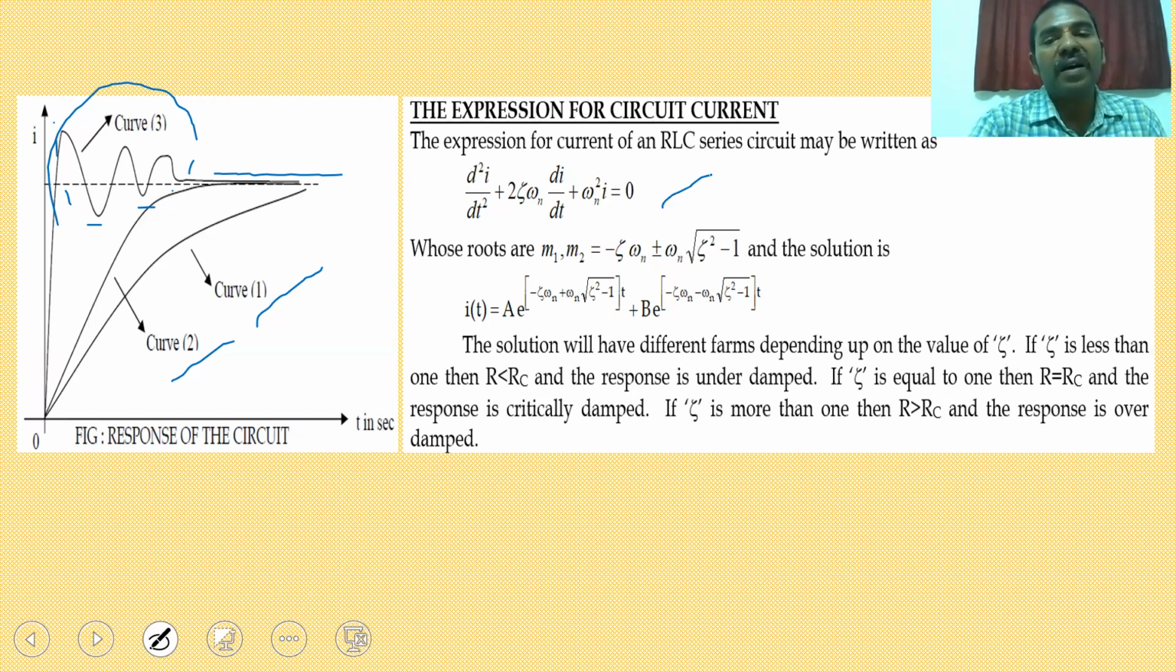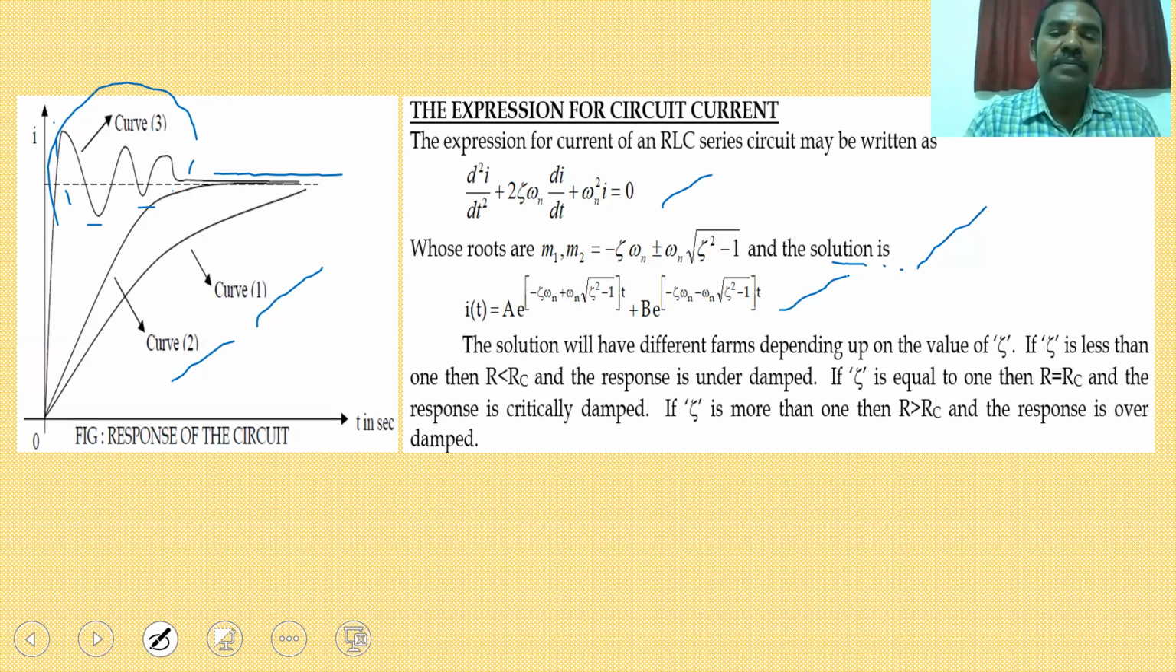So finally the roots can be represented as m1, m2 equals minus zeta omega n plus or minus omega n root of zeta square minus 1. So the I of t value can be represented as A e power minus zeta omega n plus omega n root of zeta square minus 1 into t, plus B into e power minus zeta omega n minus omega n root of zeta square minus 1 into t. So m1 and m2 values.